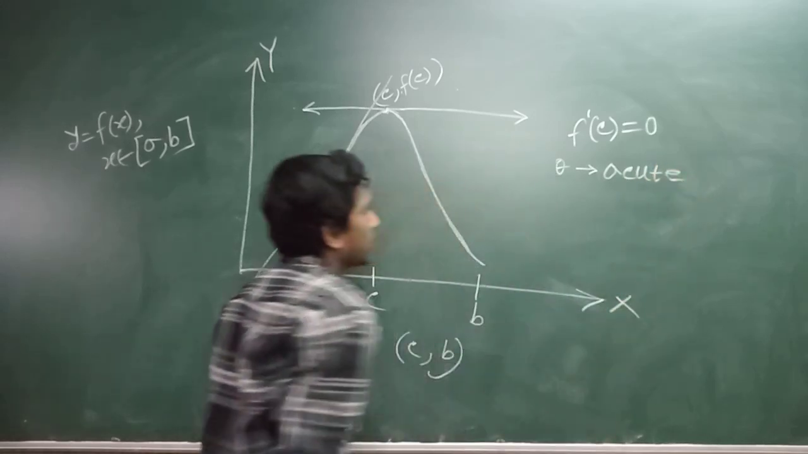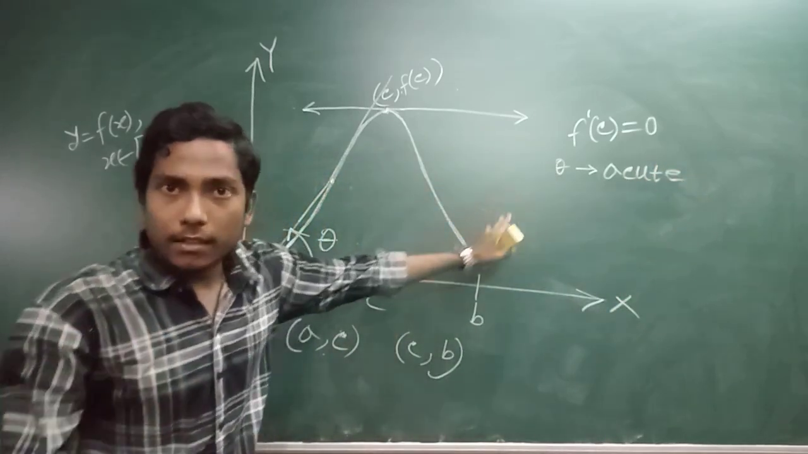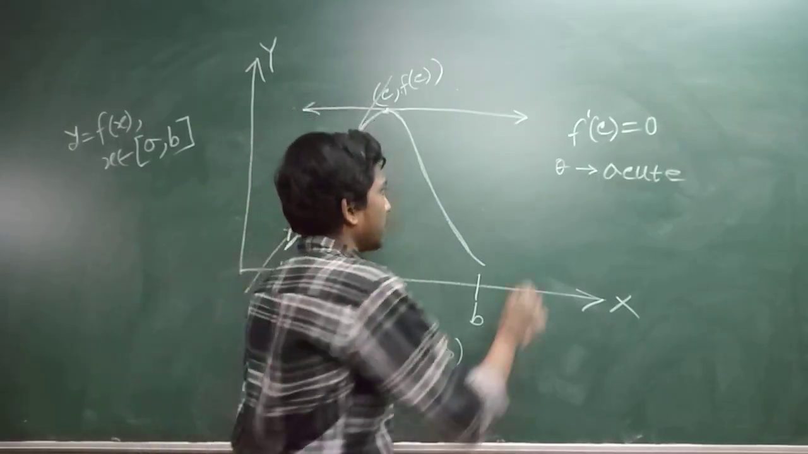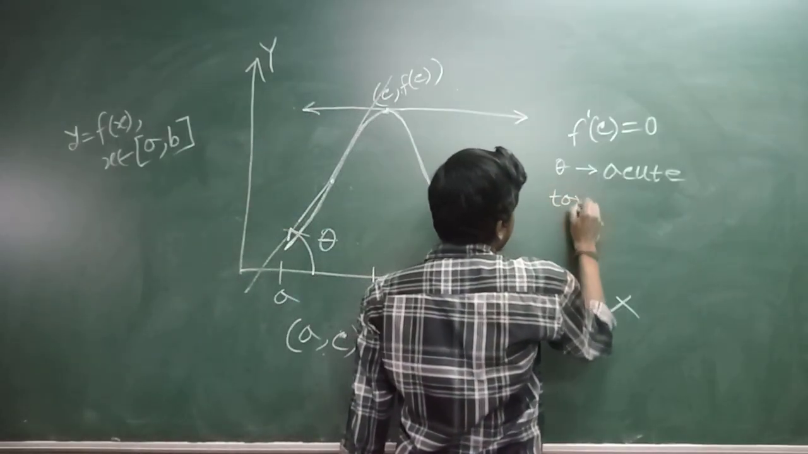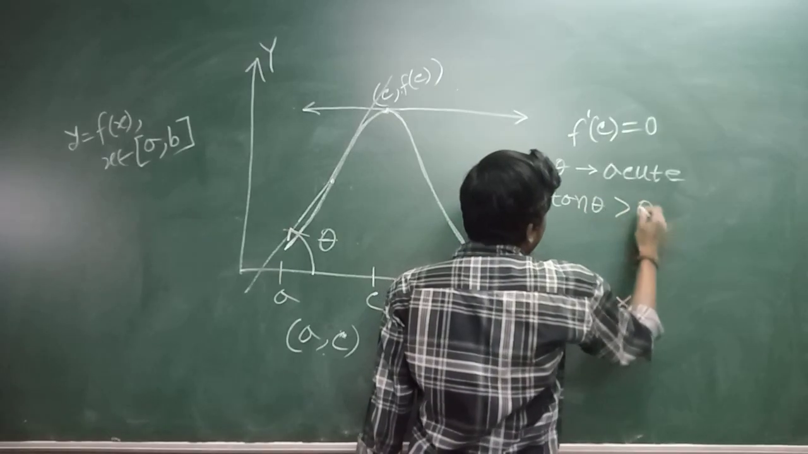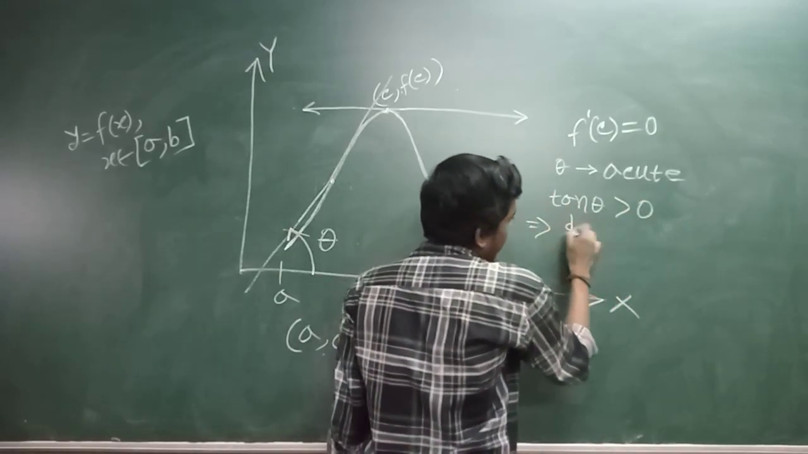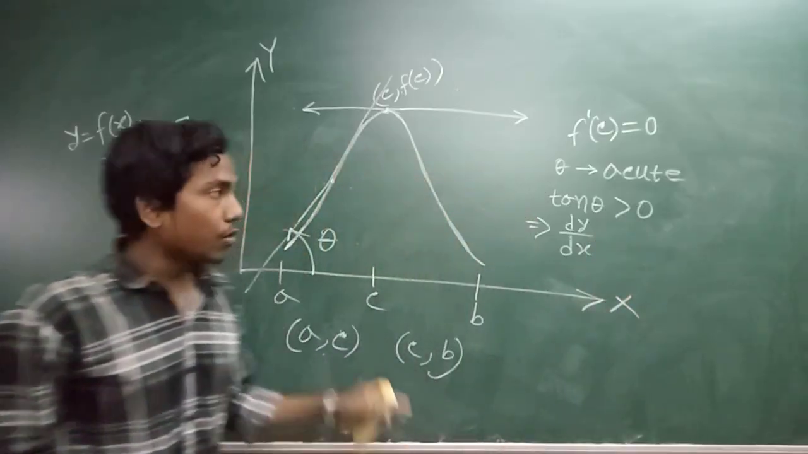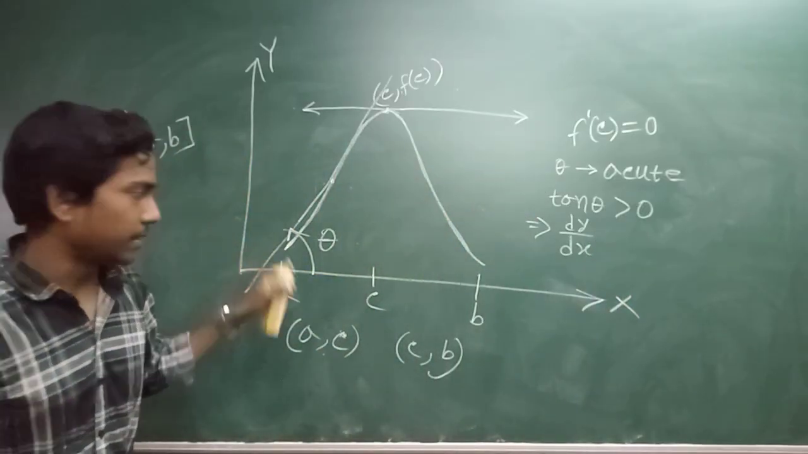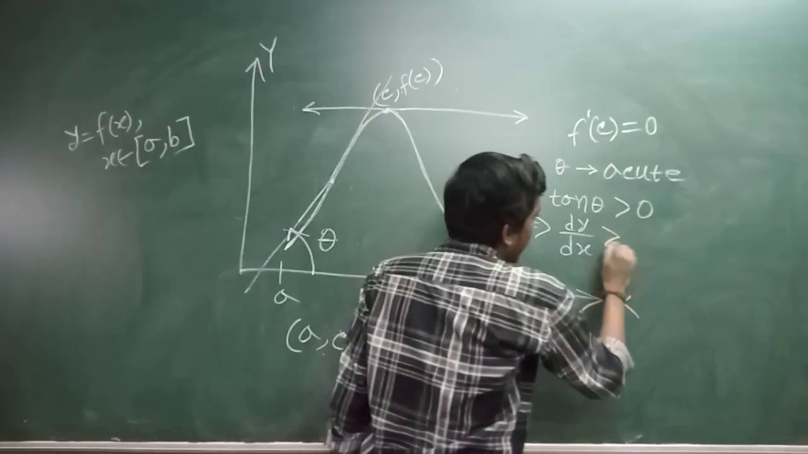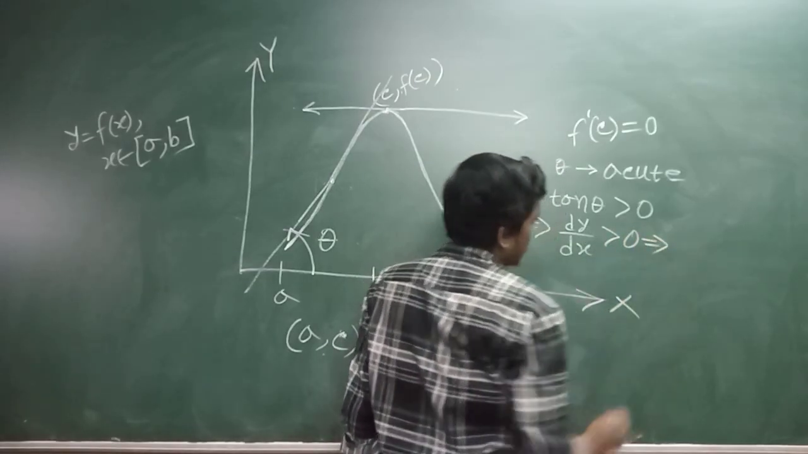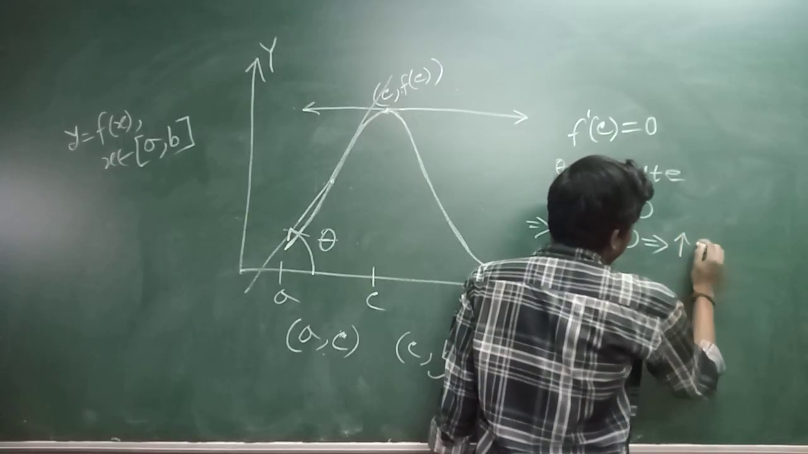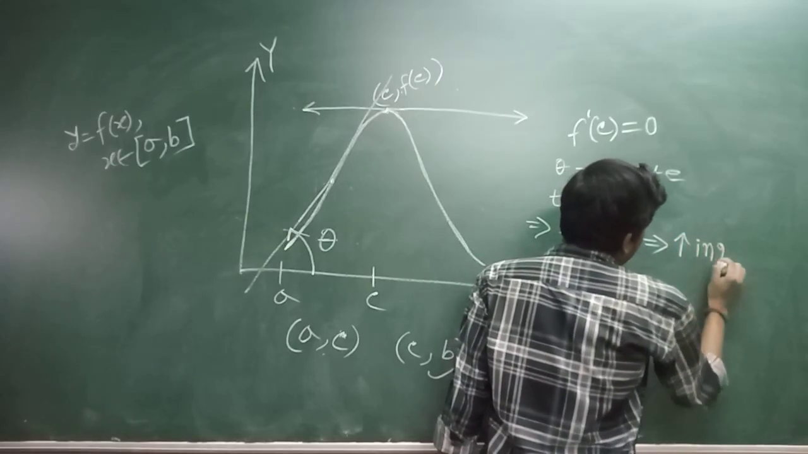Now tangent of an acute angle is always positive. You know about that, right? So tan theta is greater than 0. Thus dy by dx is greater than 0, means the slope is always positive in this interval. So dy by dx greater than 0 implies that the function is increasing in this interval. The function is increasing in nature.